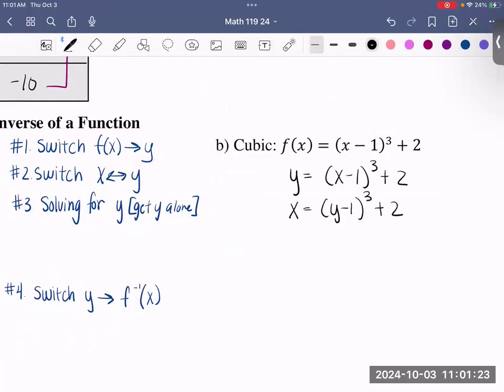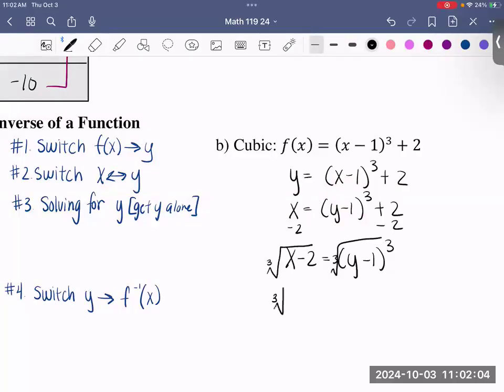And number 3, we said start solving for y, get y alone. Now, keep in mind how we approached these problems back in chapter 1.8, where we said we don't want to cube root things too early, because it's not just going to cancel out this one, right? Instead, we have to get this term all alone because y is locked in there. So we need to subtract out your 2. X minus 2 is equal to y minus 1 cubed. And now that your cubed term is all alone, we can go ahead and cube root it.